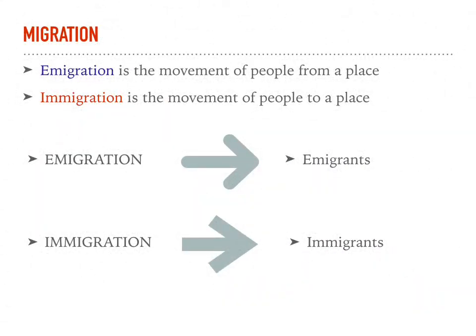Now let's talk about the movement of people. Migration is when people decide to move from one country to another to live. But let's focus our attention now on the difference between emigration and immigration. Emigration is the movement of people from a place, while immigration is the movement of people to a place. People moving away are called emigrants, while people entering a country are called immigrants.